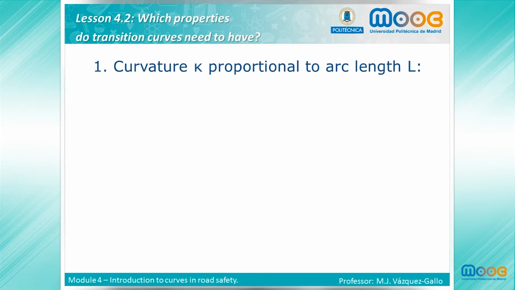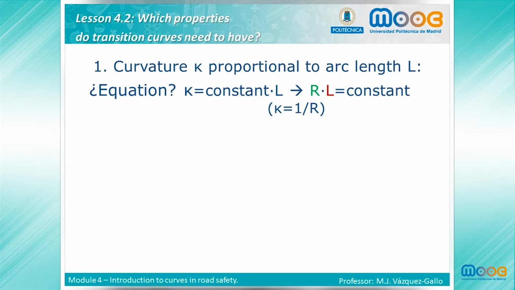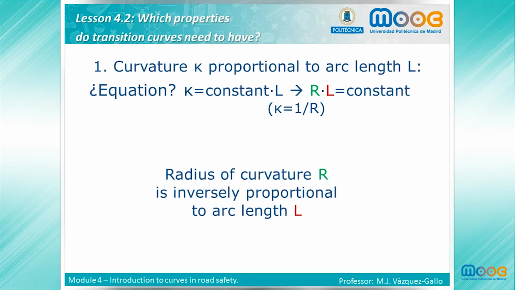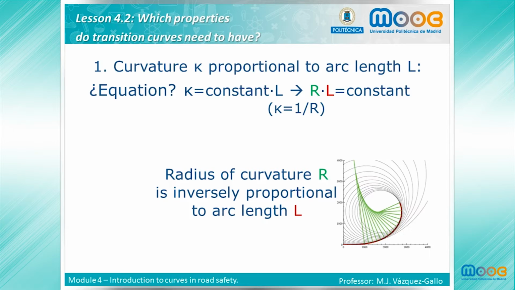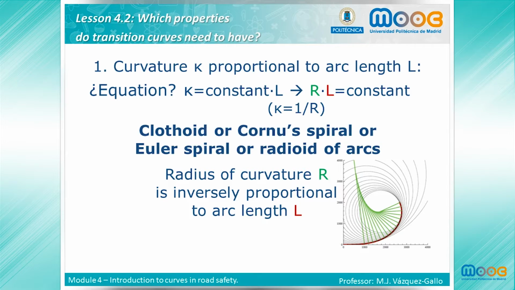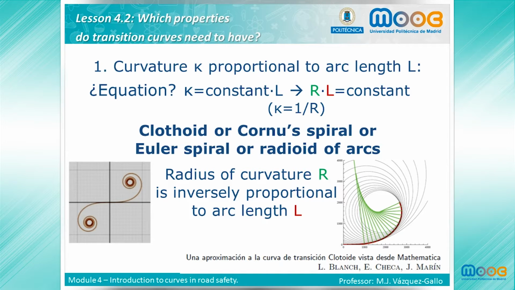In the first case, we look for a curve whose curvature kappa is proportional to the arc length L. The equation of this curve will be kappa equal to a constant times arc length. And now, as the curvature is the inverse of the radius of curvature, the equation says that the radius of curvature r is inversely proportional to the arc length, as you can see in this image. This curve has a double spiral shape, and it is known as clothoid, a name given by Cesaro in the 20th century because its shape reminded him of the thread wound around the spindle, and in ancient Greek mythology, Clotho was one of the three fates who spun the thread of human life.